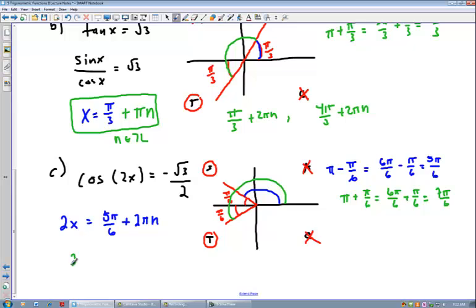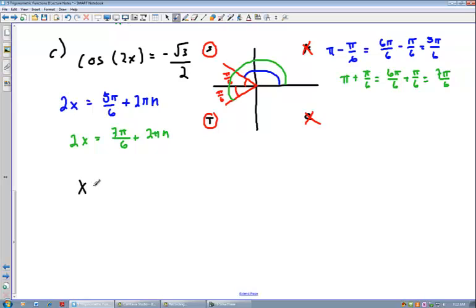And so 2x is equal to 7 pi over 6 plus 2 pi n. And I'm almost done. All I need to do now is divide both sides by 2. So you're going to divide everything by 2.